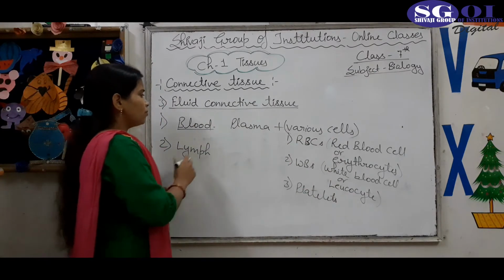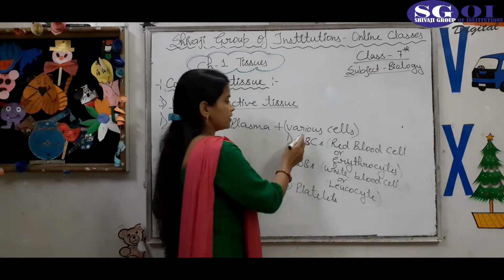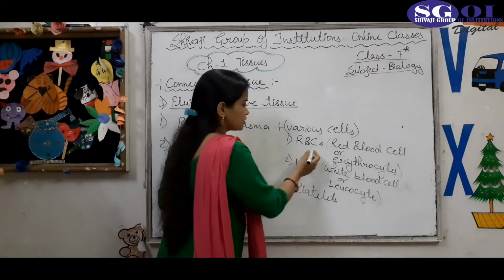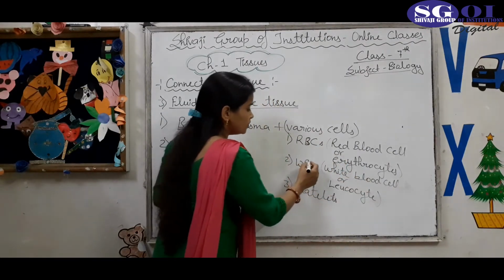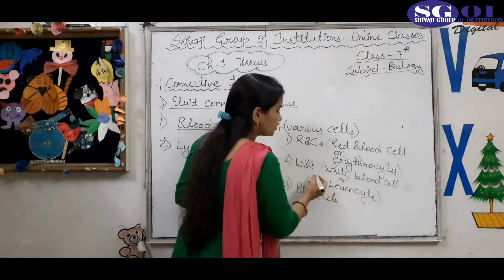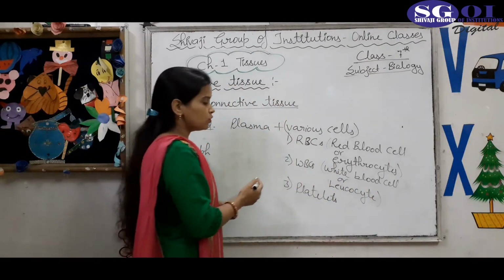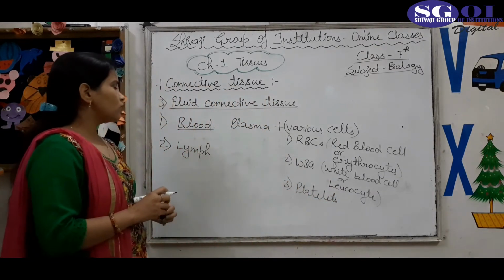So the composition of blood is the fluid, that is called plasma, plus various cells, and the three types of cells present in the blood are: first RBC, red blood cells, also known as erythrocytes; the WBC, white blood cells, also known as leukocytes; and third is the platelets. This is the composition of the blood.